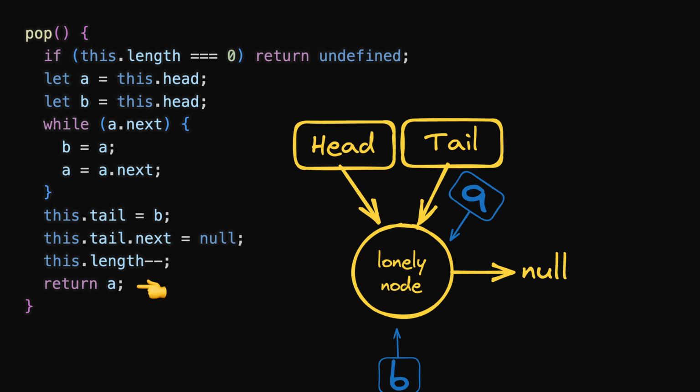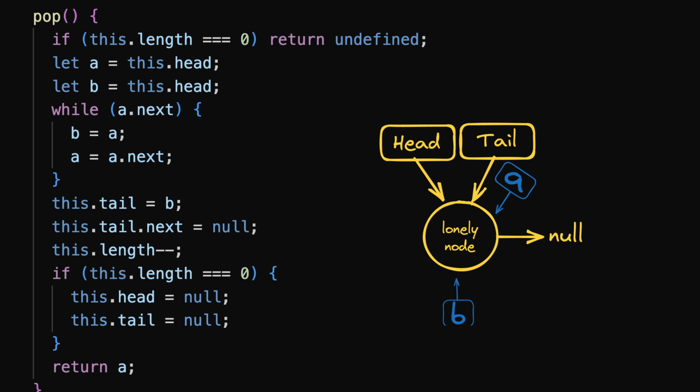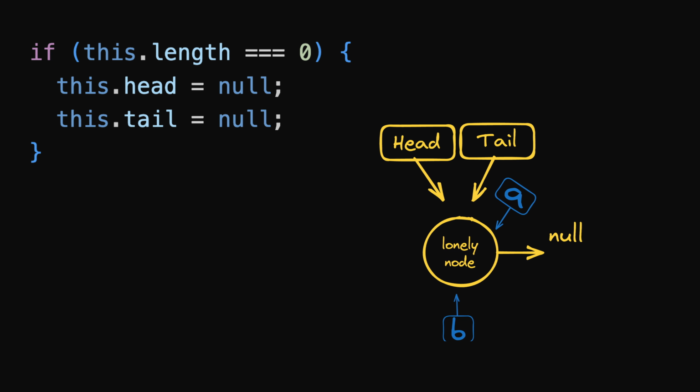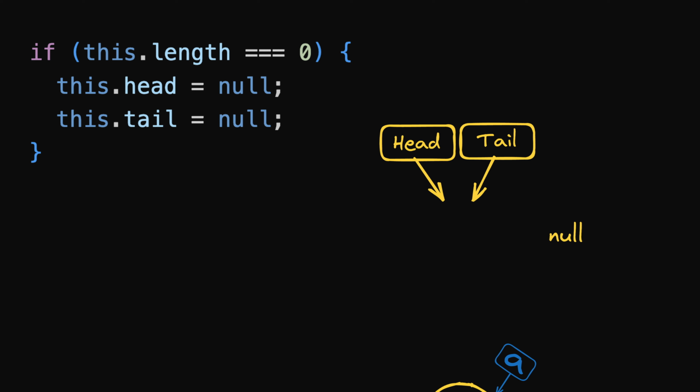Notice how the head and the tail still point to the node and we have not yet removed it. That's not what we want. We want our list to be empty after popping the last node. So how can we fix this? Well, one simple solution is to check if this.length is equal to 0 after decrementing it by 1. Then we will set both this.head and this.tail to null. This will make our list empty as expected. And that is it. We have covered all the edge cases and implemented a pop function for a linked list.